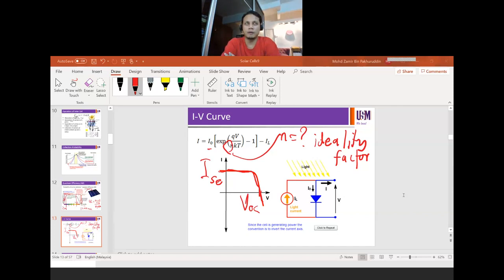How about the value of n if you have depletion region recombination? Apa jadi kat n? Tak ingat, right? It's okay. Ideal diode n is equal to 1. If you have depletion region recombination, then n is equal to 2. Okay. Ni ideal apa ni, equivalent circuit of solar cell. So you have the light generated current, you have leakage current through the diode, and then we have the load, the voltage generated across the solar cell. Okay.